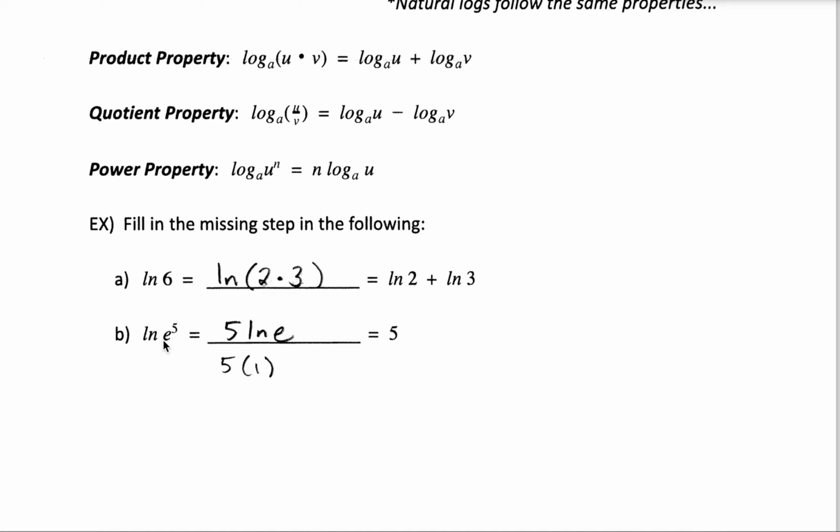In this next one, we see that e is being raised to a power, so we're going to use the power property. We take that exponent and move it to the front, now it's a multiplier, and that allows us to simplify the natural log of e, which is always 1, and 5 times 1 is 5.